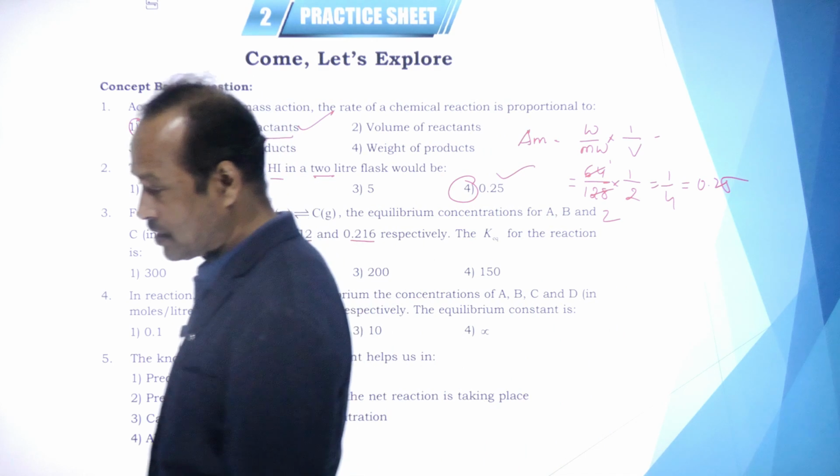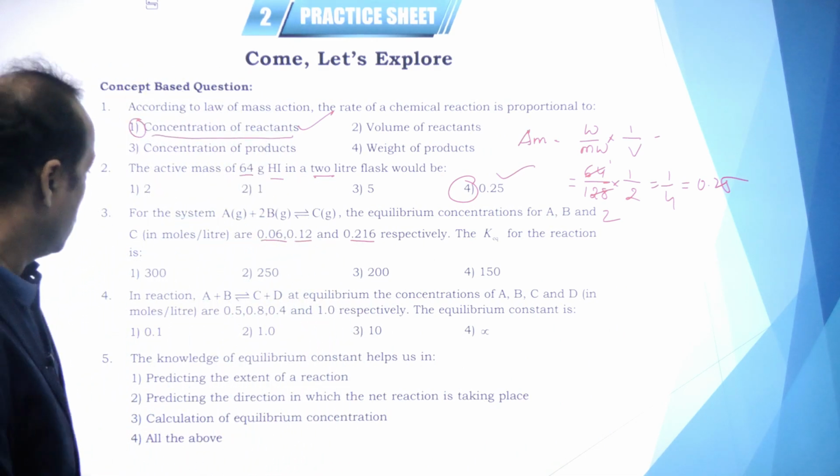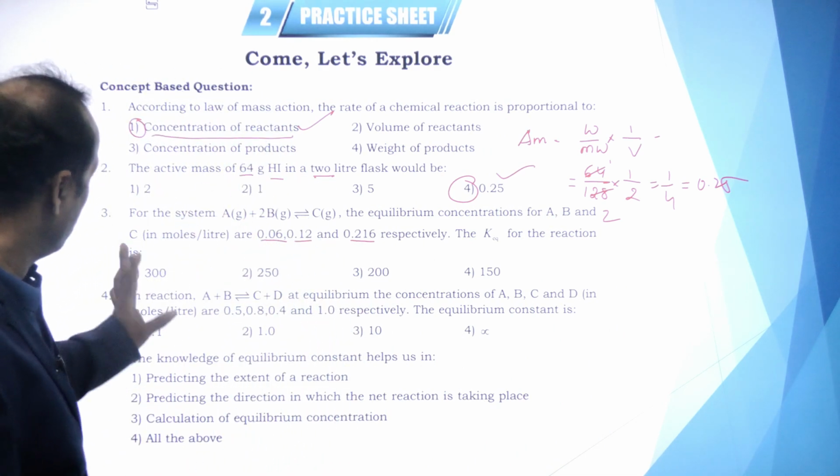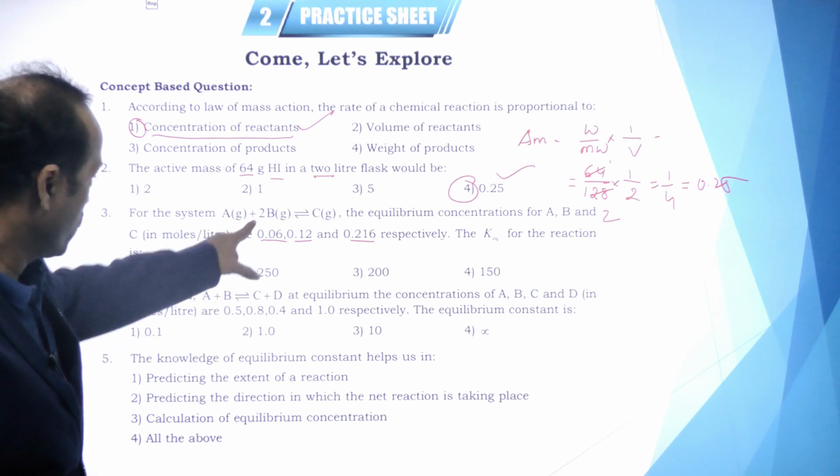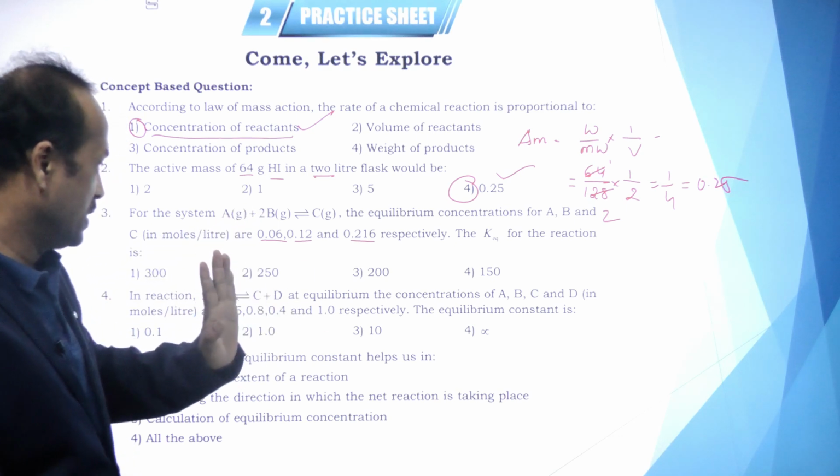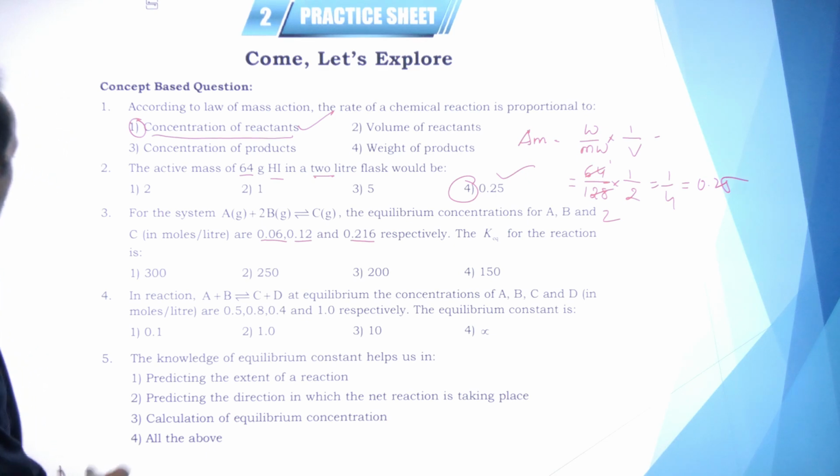Which one shall I solve, third or fourth? I'll solve the third one, because here there is a 2. In the other, there are only A, B, C, D. The formula remains the same, the formula I already mentioned.